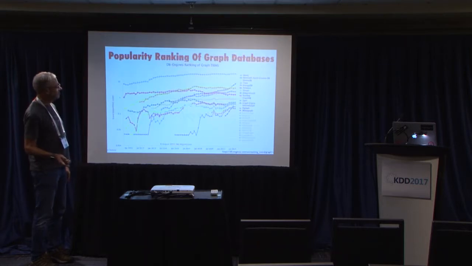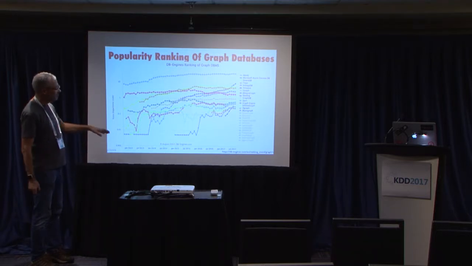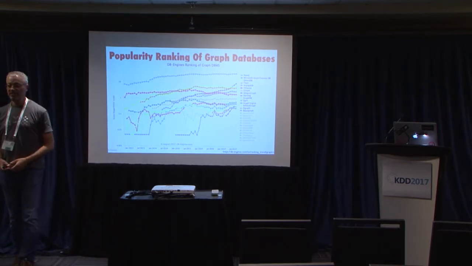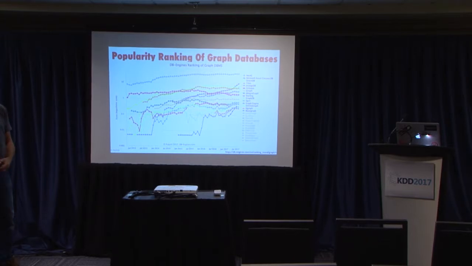And so if you actually look inside, so like which of the graph databases are getting popular, Neo4j is the most popular graph database with the widest adoption.